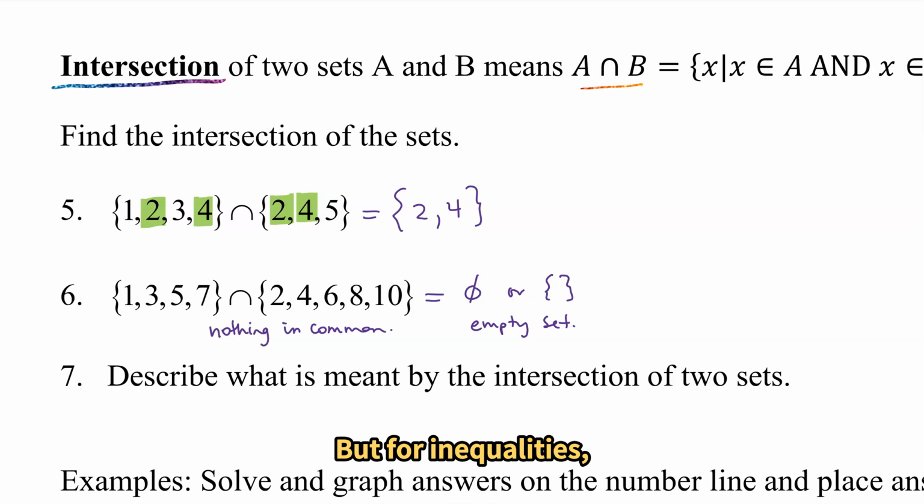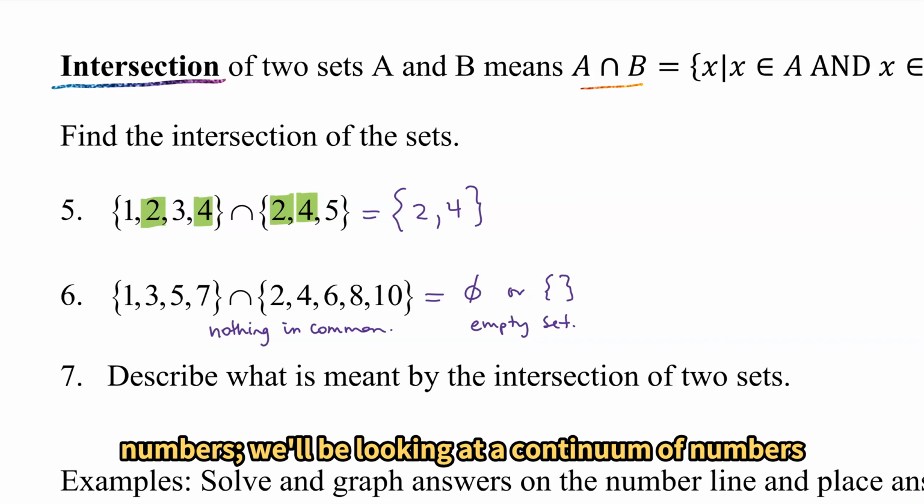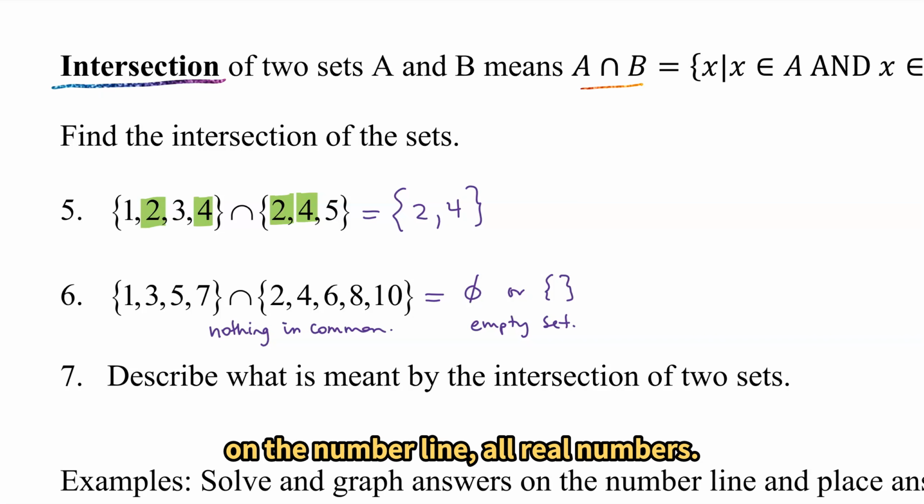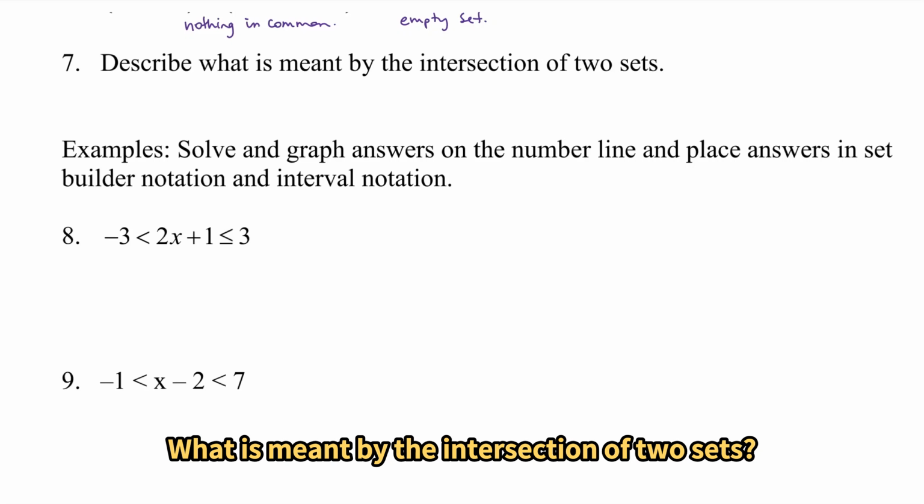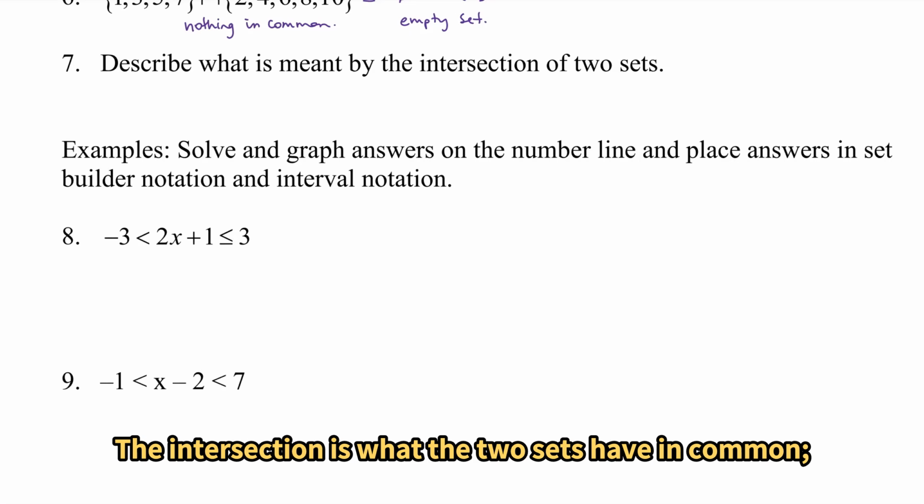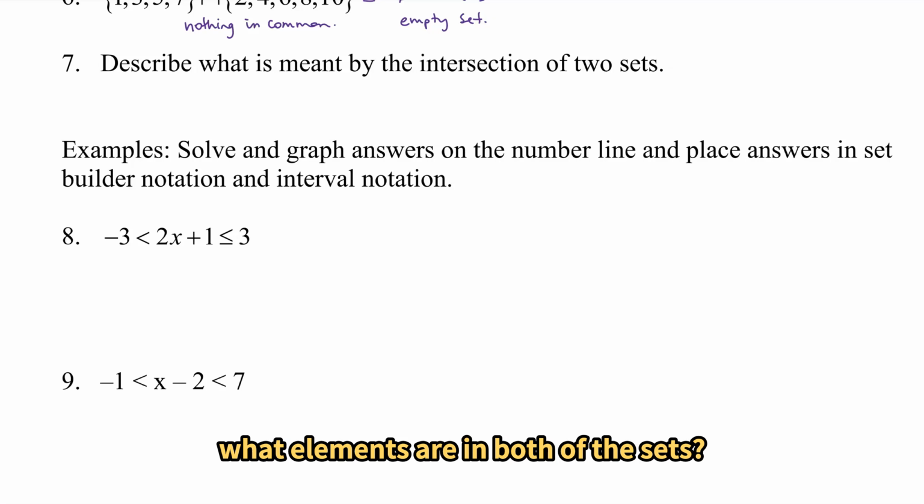But for our inequalities, we're not going to be looking at just whole numbers. We'll be looking at a continuum of numbers on the number line, all real numbers. So we're going to write them as intervals instead of listing them out. What is meant by the intersection of two sets? The intersection is what the two sets have in common. What elements are in both of the sets?